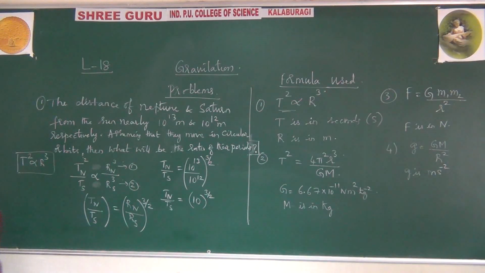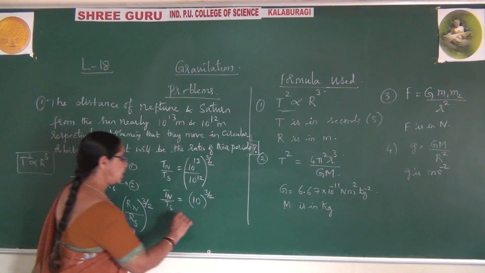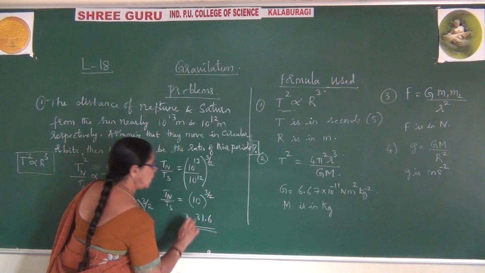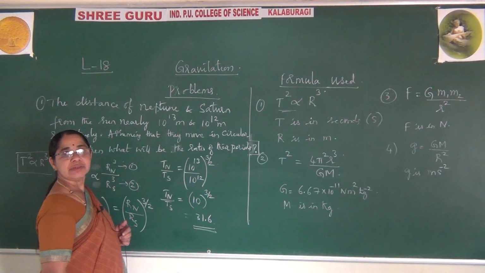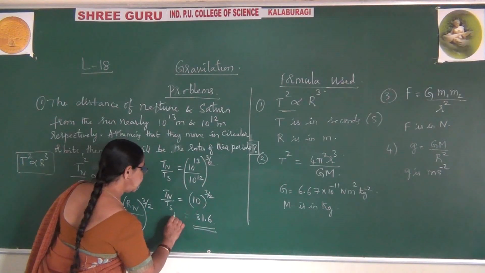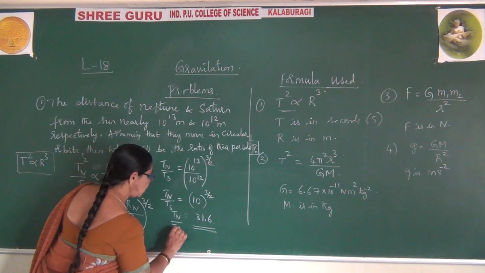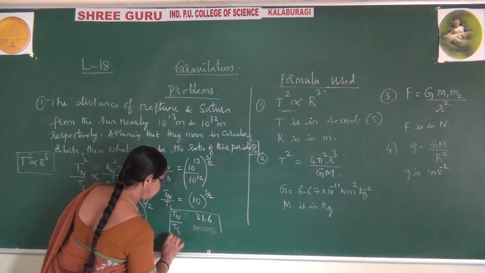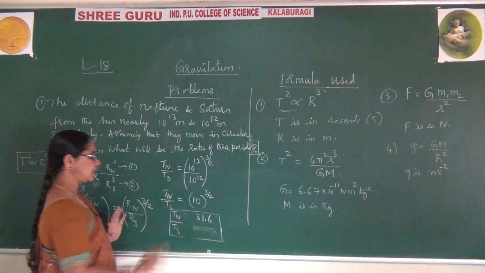Okay. Now using this, if you just calculate 10 to the power of 3 by 2, finally you get 31.6. You have to cube that and then take the square root. You get the value, that is Tn by Ts is equal to 13.6. This is the value for the ratio. You just keep it as it is.